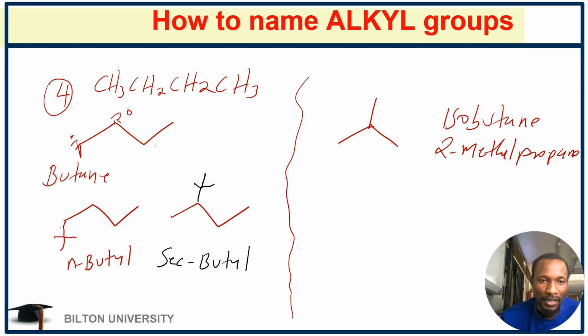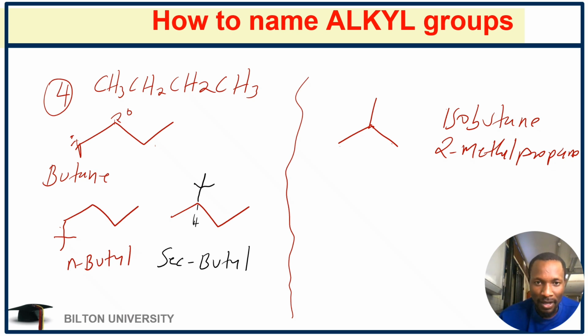Sec-butyl. So sec-butyl is a butane in which something else has been bonded to the secondary carbon, meaning that in this secondary carbon we are going to remain with one hydrogen. So that's how sec-butyl is formed. Let's put our focus now on isobutane.